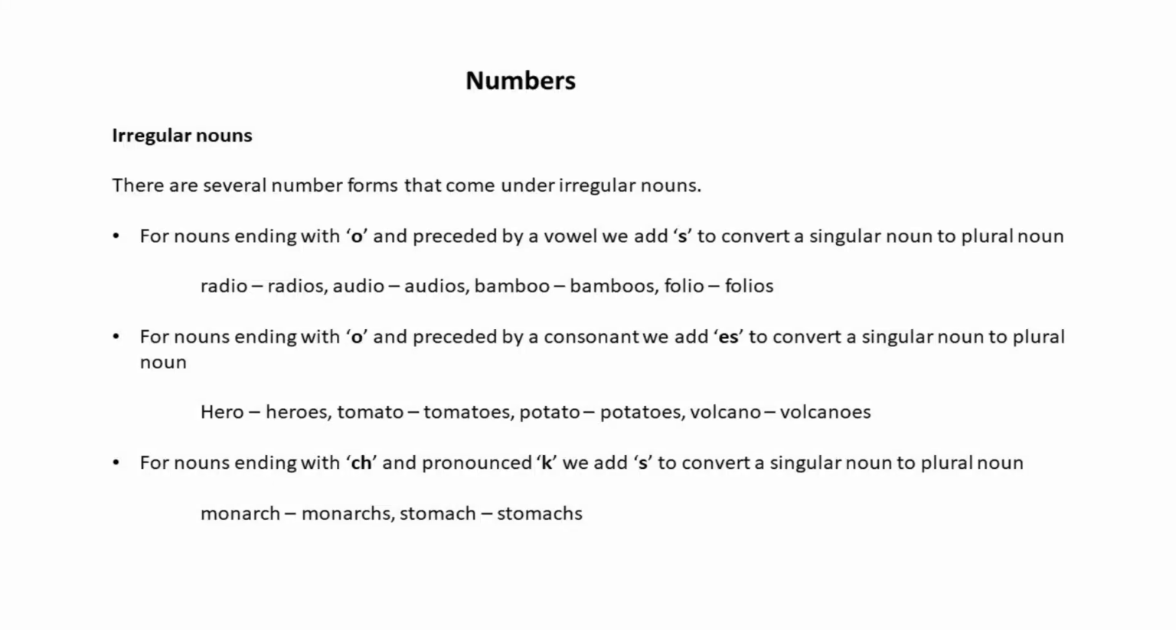The next one is for nouns ending with the letter O and preceded by a vowel: we add S to convert to its plural form. For all nouns that end with O, if there is a vowel before the O, then to convert into its plural form, we add the letter S at the end.